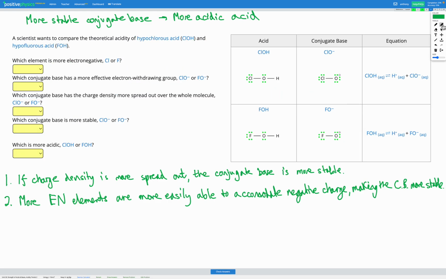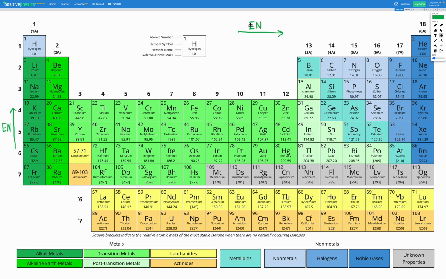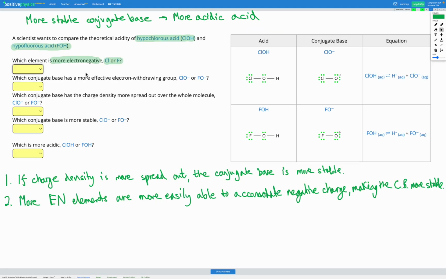In this question, we're comparing hypochlorous acid, ClOH, and hypofluorous acid, FOH. First, we're asked which element is more electronegative, Cl or F. So let's head to our periodic table. Again, electronegativity generally increases as we go up the periodic table and to the right. So if we're comparing F and Cl, F is above Cl, meaning F is going to be more electronegative than Cl according to our trend. So which is more electronegative? It's going to be F, fluorine.